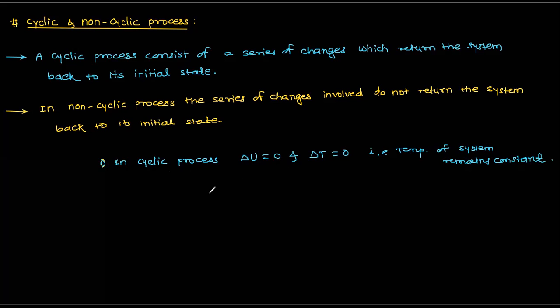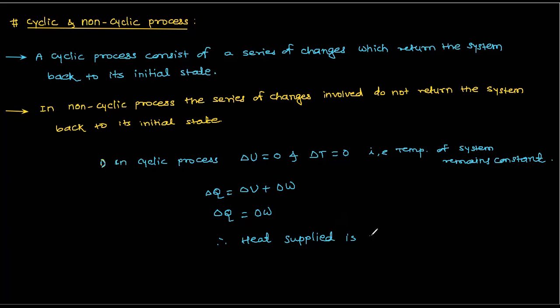So as delta U is equal to 0, therefore delta Q is equal to delta U plus delta W, and therefore delta Q is equal to delta W in this case. Therefore, heat supplied in cyclic process is equal to the work done.